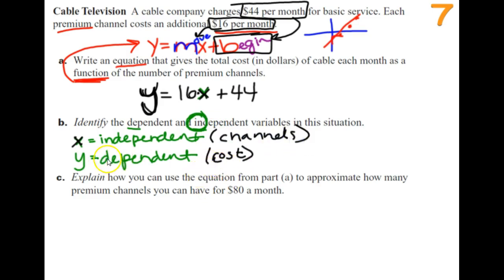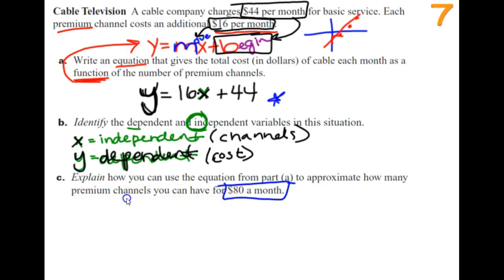The cost is dependent on what I plug in, how many channels I get. So I don't really get to choose y. It depends, or is dependent on what I plug in. So then it says explain how you can use the equation from part A, so right here, to approximate or estimate how many premium channels you can have for $80 a month.